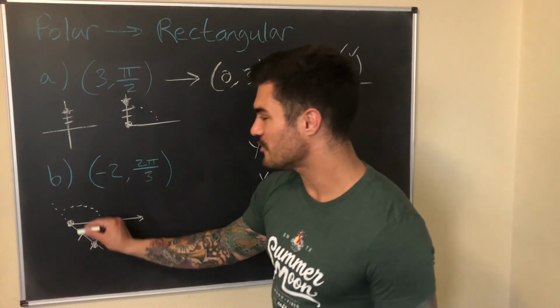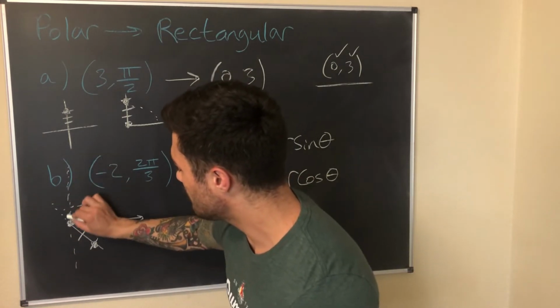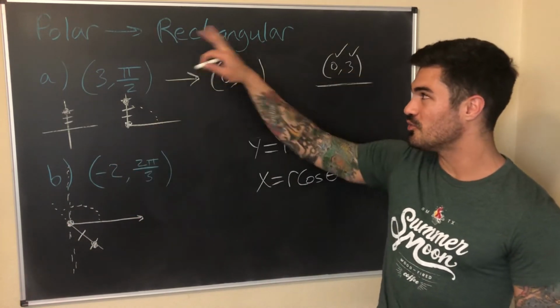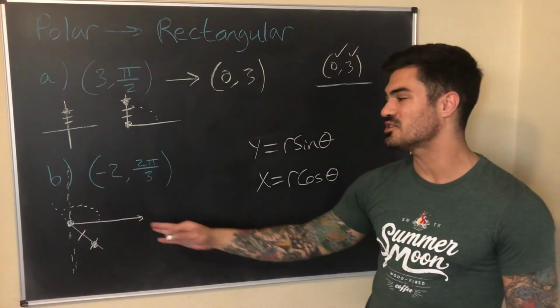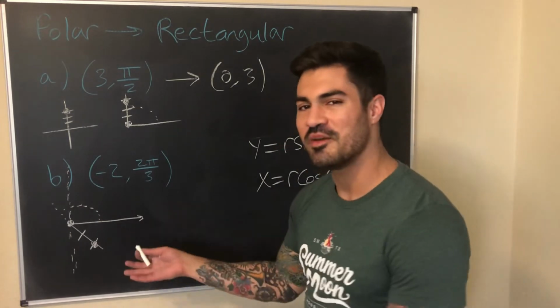And what we can expect from this, if we imagine laying our y-axis over here and imagine that as our x-axis, is that this point in rectangular coordinates will be in the 4th quadrant. So we expect to have an x that's positive and a y that's negative. So let's confirm if that's what we get. But hopefully that makes sense why I do that.